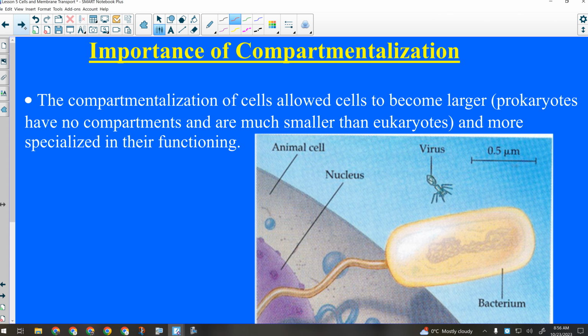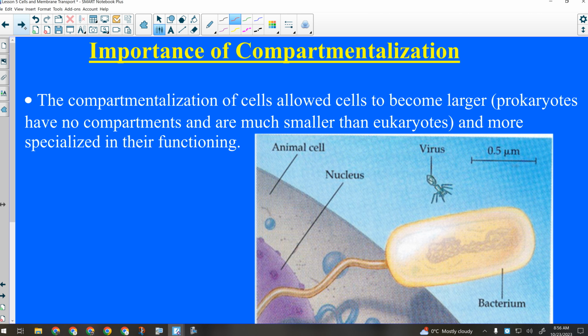Okay, so compartmentalization allowed cells to become larger. Prokaryotes have no compartments and are much smaller than eukaryotes, and more specialized in their functioning. Eukaryotic cells are far more specialized, or have the ability to specialize, where prokaryotes do not.